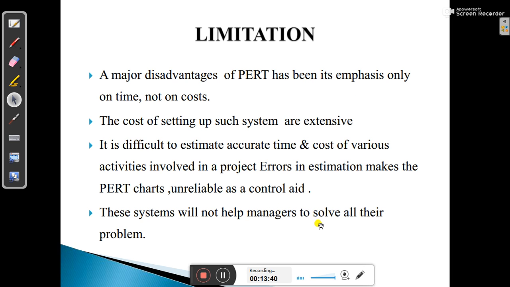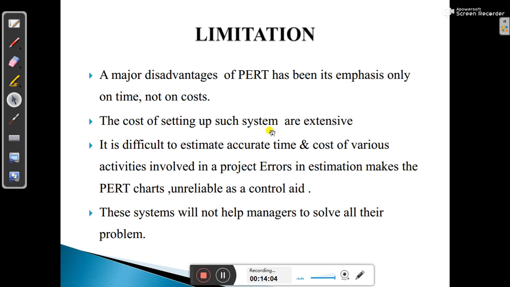There are also some limitations of the PERT chart. A major disadvantage of PERT has been its emphasis only on time, not very much on cost. But having the knowledge of time, we can also find out the cost. The diagram will not directly show you the cost, but you can evaluate the cost using the time.